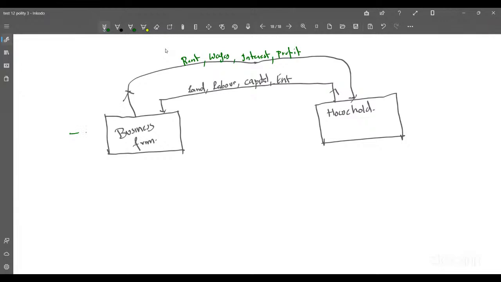So let this be the input side. Let's come to the output side. What does the business firm provide to the household?